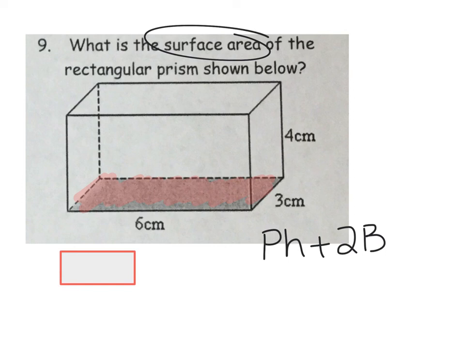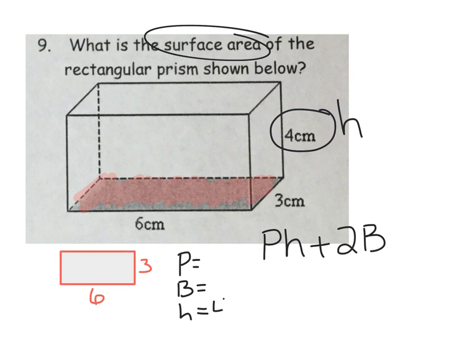So from here, we have 6 and 3. This 4 right here is going to be my height, in case you're wondering. All right, so from here, you're going to find the perimeter base, area of the base, and we already know the height, which is 4. So you just have to find the perimeter of that base and the area of the base, and then plug it into your formula.